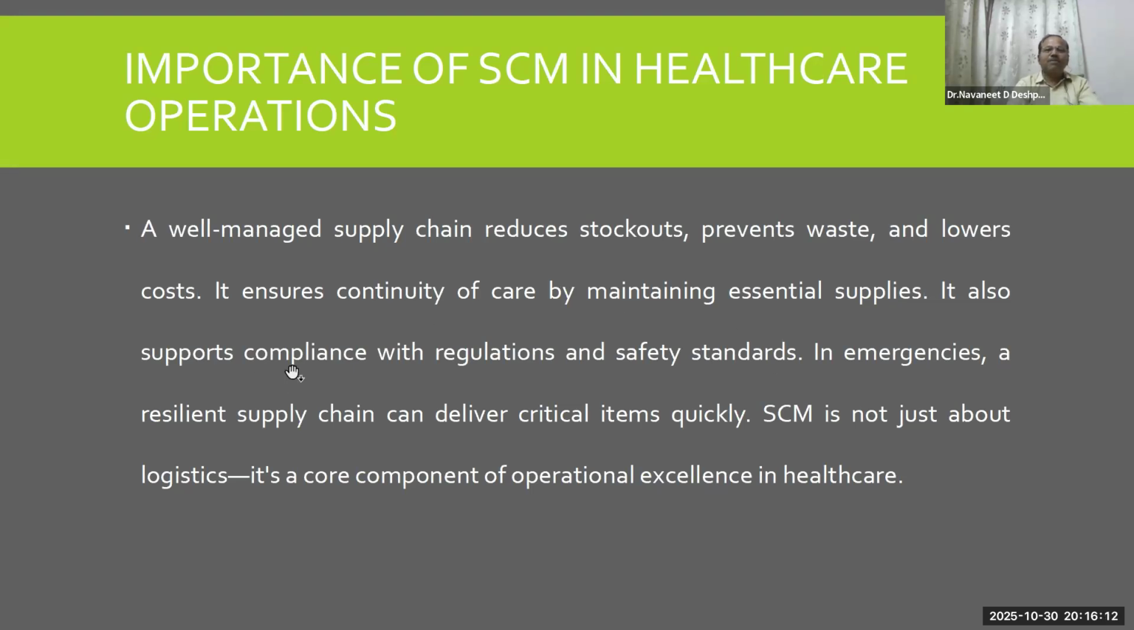So it ensures the continuity of care by managing the essential supplies. It also ensures that the compliance and regulations on safety standards are being met. In emergencies, a resilient supply chain can deliver critical items quickly. That's very, very important. Normal items, somewhere or other, you can find alternatives, but critical items have to reach quickly. Supply chain is not just about logistics.